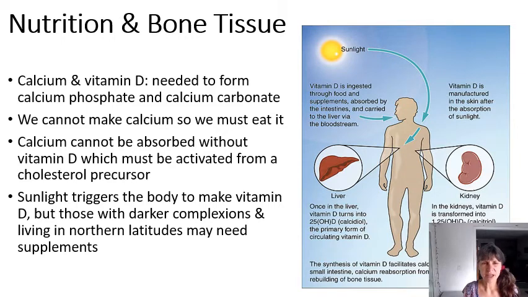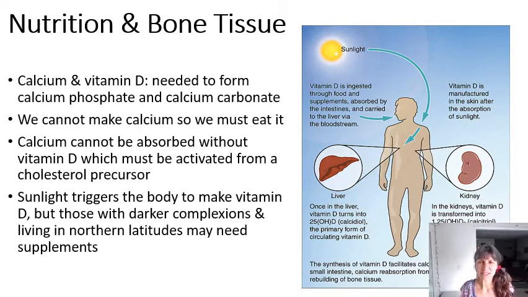Sunlight will trigger our body to make vitamin D, and we can also eat vitamin D in either food or supplements. And as vitamin D is either absorbed by our intestines or produced by our skin, that vitamin D will travel to the liver.